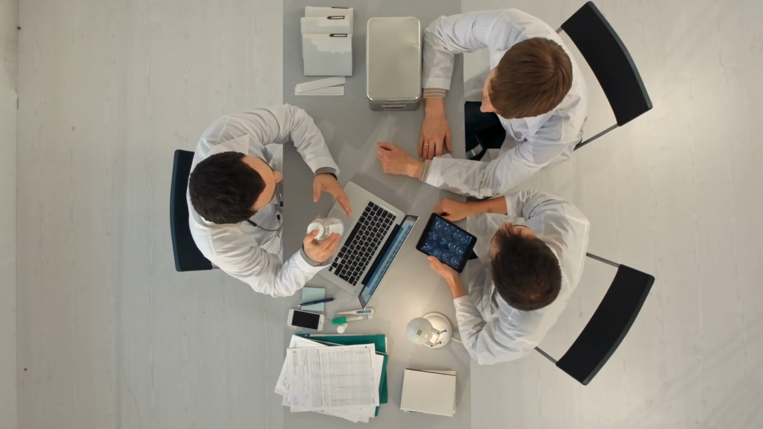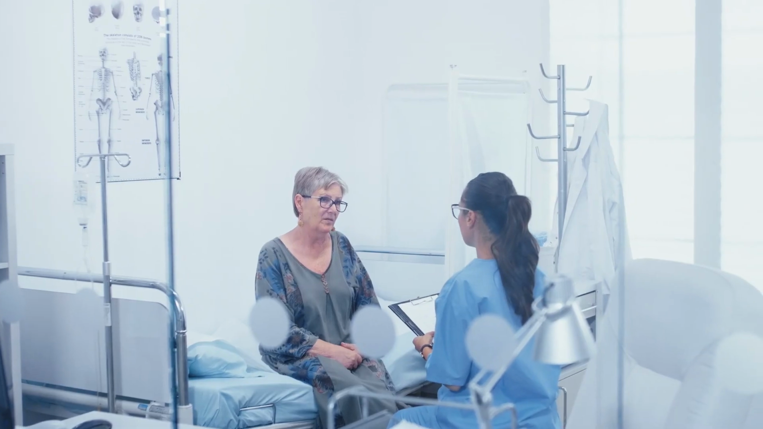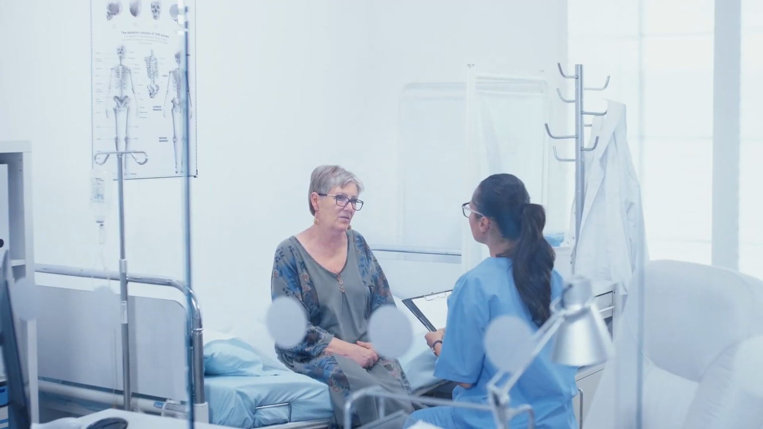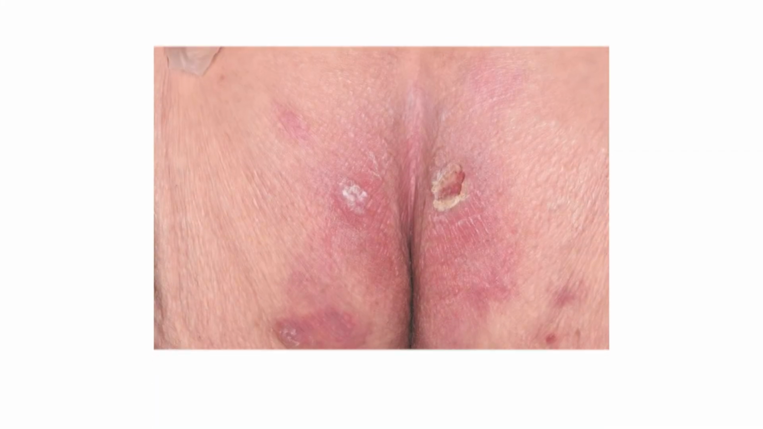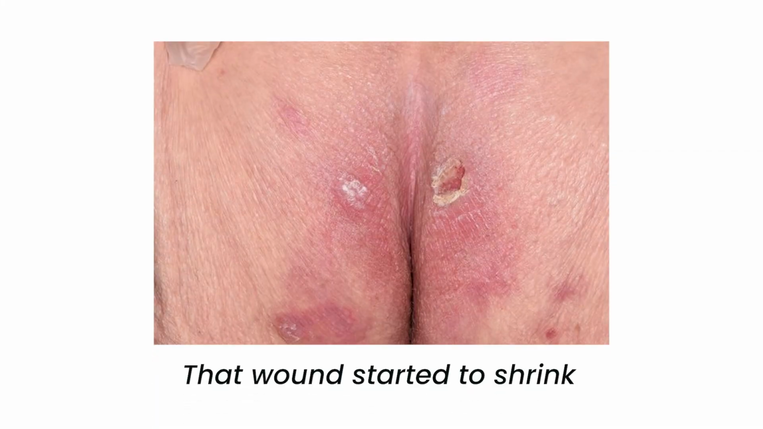We started a high-protein supplement. We addressed her pain so she could tolerate repositioning. We added a specialty mattress, and within 3 weeks, that wound started to shrink. Not because we changed the dressing, because we changed everything else. That's what I learned. You can't heal a chronic wound with a dressing alone. You have to fix what's blocking the healing.